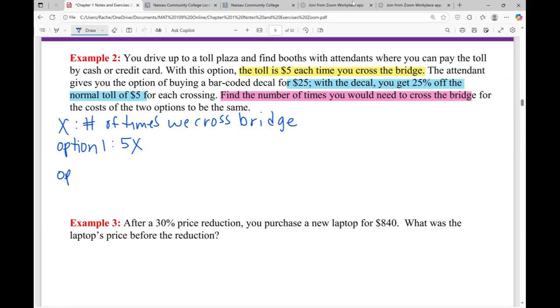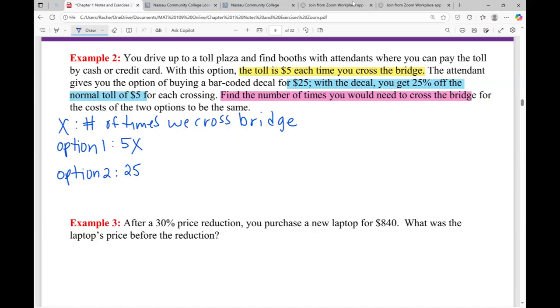Option 2. Plan 2, option 2, whatever you want to call it, is that we're going to pay $25, but every time we cross, we're going to get 25% off the normal cost of $5. So 25% off means that out of 100%, where we would pay the full $5 every time, we're only going to be paying 75% of the $5, because we're taking 25% off. So 100% minus 25% is 75%.